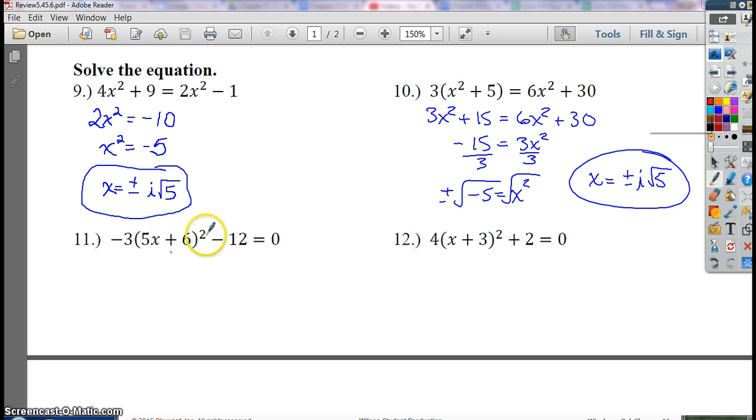I'm going to isolate what's being squared, so I'm going to add 12 over. So I'll have negative 3 times (5x plus 6) squared equals 12. And then I'm going to divide by 3. And I'm going to get negative 4.